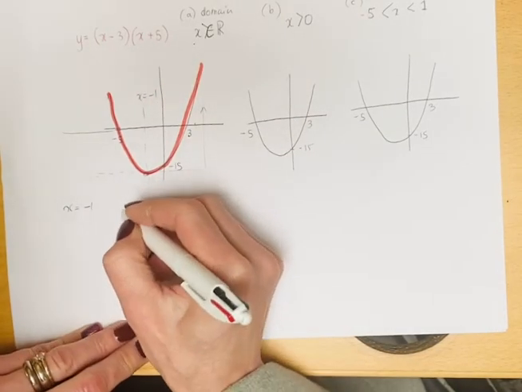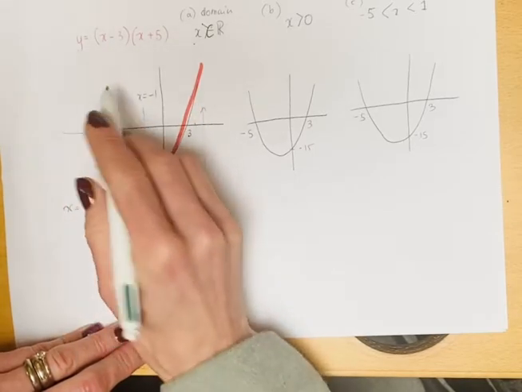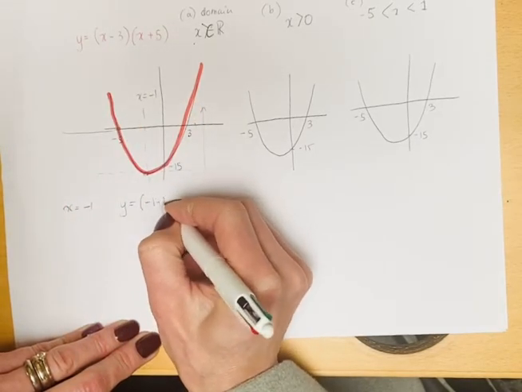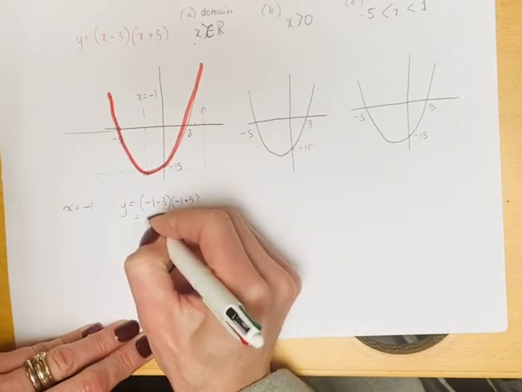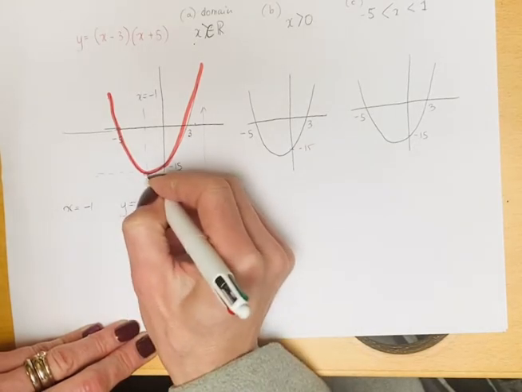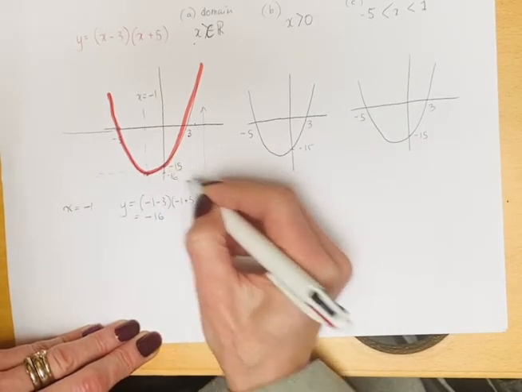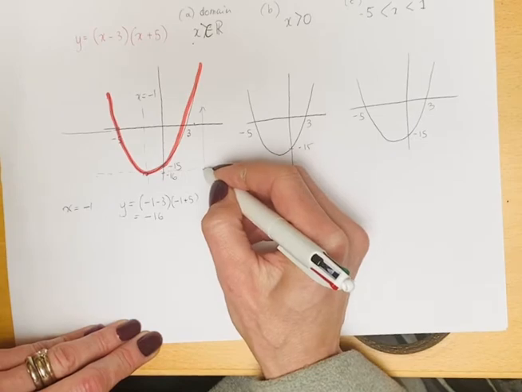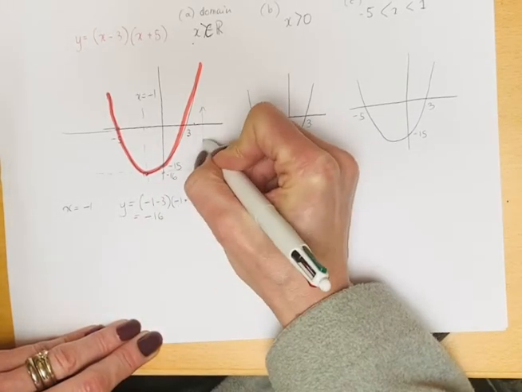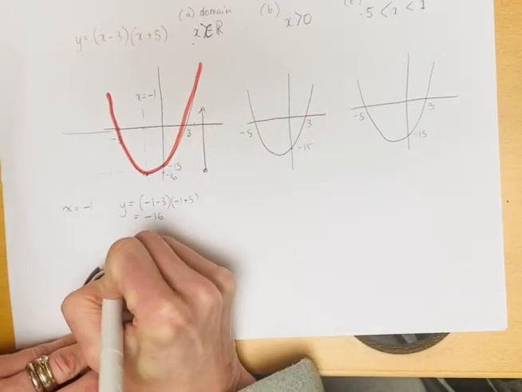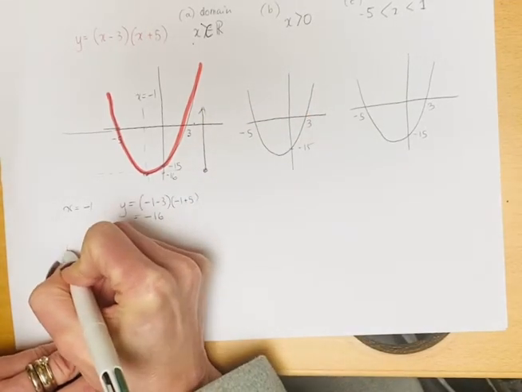If we sub -1 into the equation, then it's going to be (-1 - 3)(-1 + 5). So that gives you -16. So this value here is going to be -16. So that tells me that the range is all the values from -16 upwards. So you write it as y is greater than or equal to -16. That's the range.